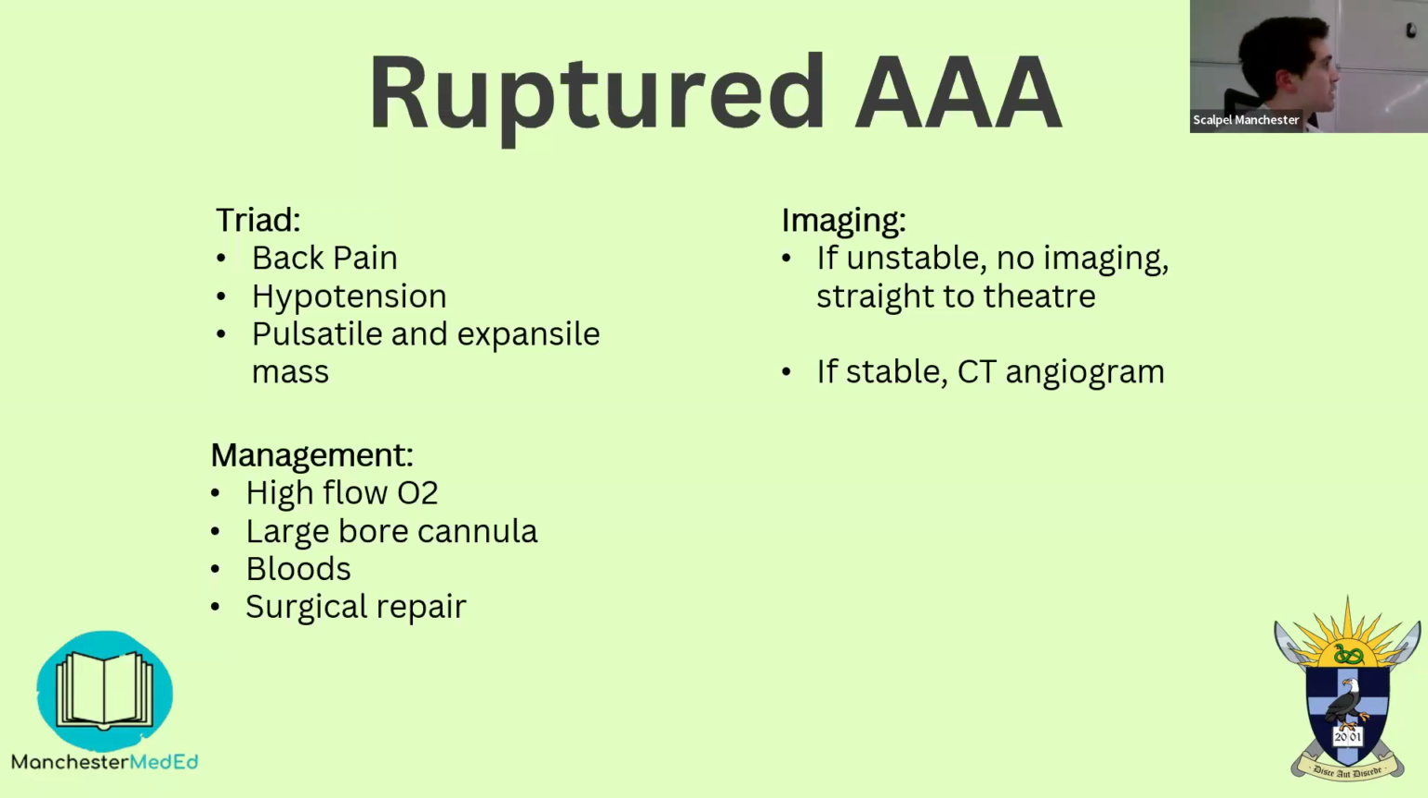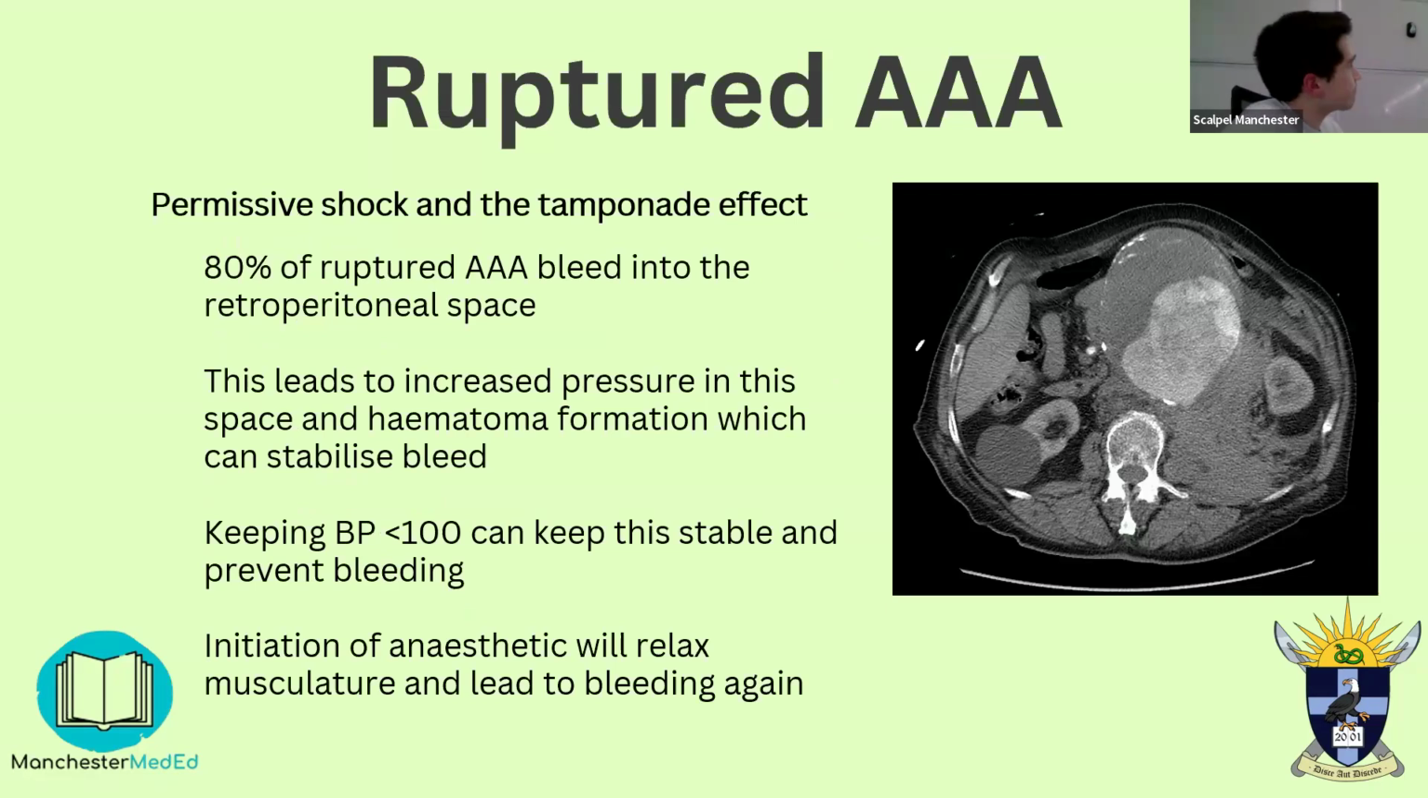Now, I mentioned large bore cannulas for fluids. You have to be careful. So there's this thing called permissive shock and the tamponade effect. What you can see here is very typical of AAA. You've got this big aneurysm here, and it's bleeding out into the retroperitoneal space. So 80% of AAAs, when they rupture, will bleed into the retroperitoneal space. 20% will bleed into the peritoneal space.